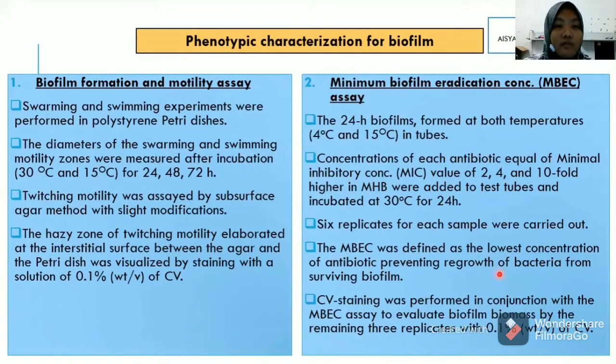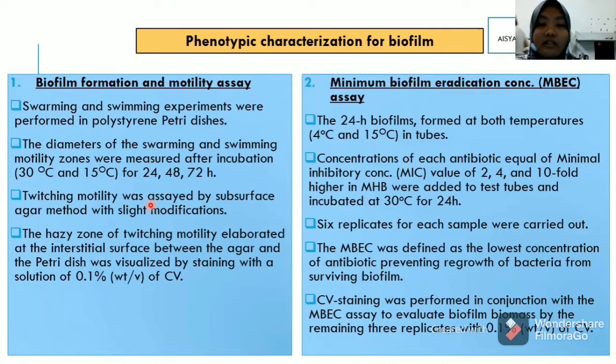For the phenotypic characterization of the biofilm, two techniques were also used, which is biofilm formation and motility assays. The swarming and swimming experiments were performed in polystyrene petri dishes. The diameter of the swarming and swimming motility zones were measured after incubation at 30 degrees Celsius and 15 degrees Celsius for 24 hours, 48 hours, and 72 hours. The twitching motility was assayed by the subsurface agar method with slight modification, and the hazy zone of twitching motility elaborated at the interstitial surface between the agar and the petri dish was visualized by staining with a solution of 0.1% weight per volume of crystal violet.